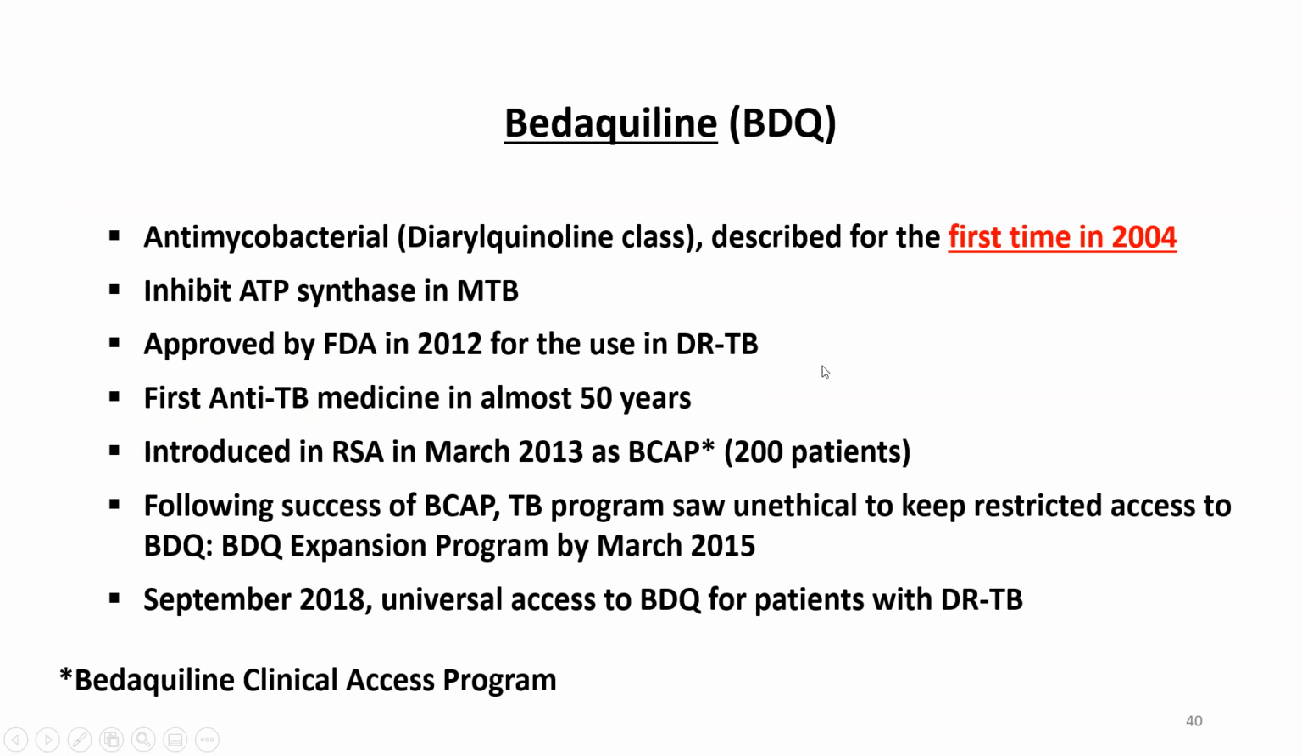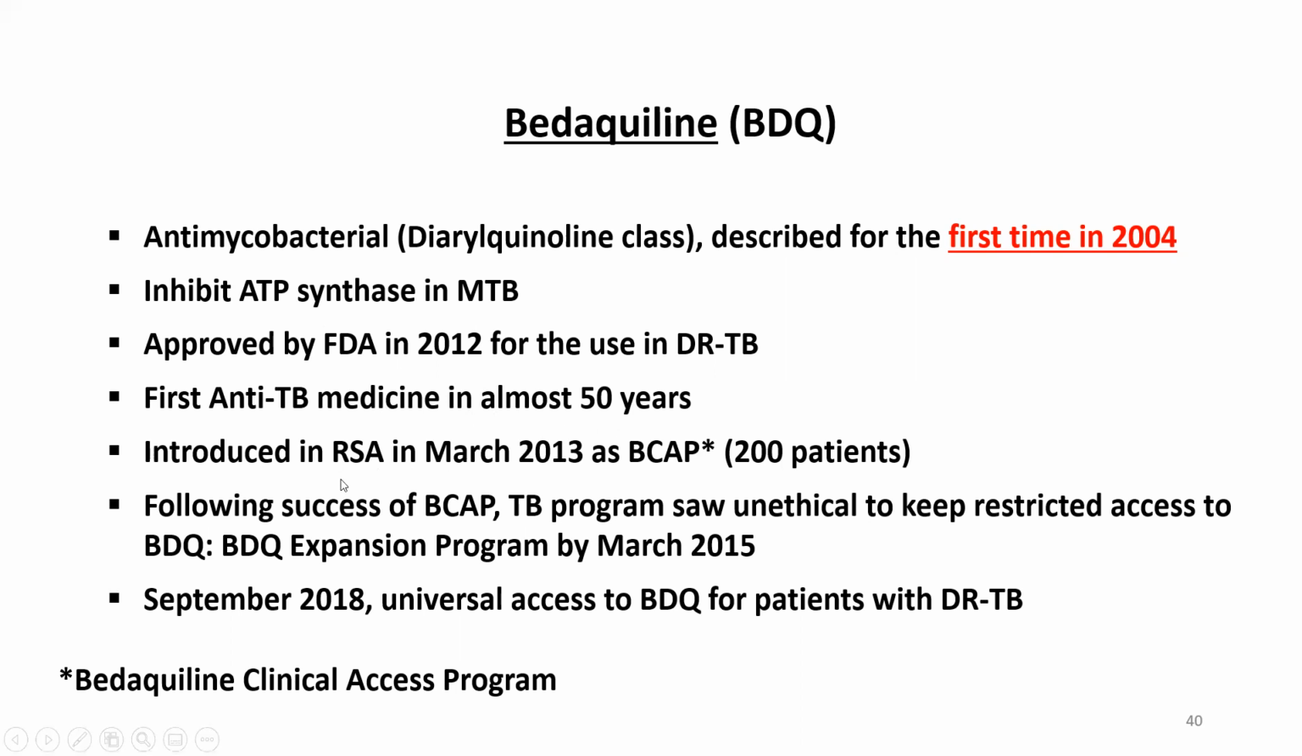It was first described in 2004. In its mechanism, how it works inside, it inhibits the ATP synthesis in the mitochondria, so it stops the formation of ATP. It was approved by the FDA in 2012 to be used in DRTB. And what is nice about it, it was the first anti-TB medicine in almost 50 years to be discovered.